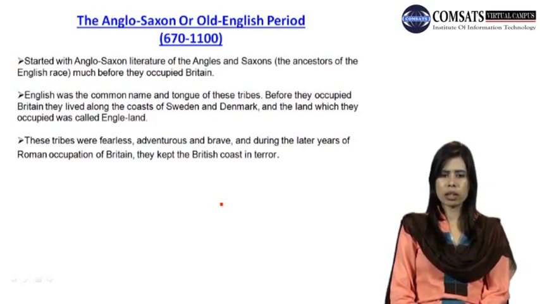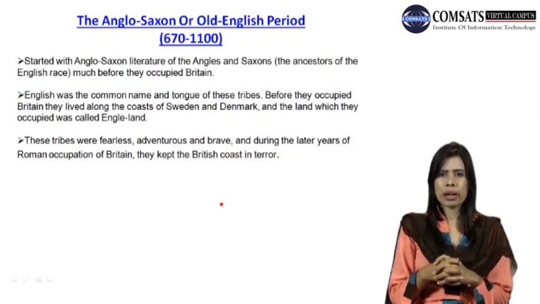English was the common name and tongue of these tribes, the Angles and Saxons. Before they occupied Britain, they lived along the coast of Sweden and Denmark. So here you can see that they came to England from Sweden and Denmark. And the land which they occupied was called England. So basically when they occupied Britain, they gave it the name England.